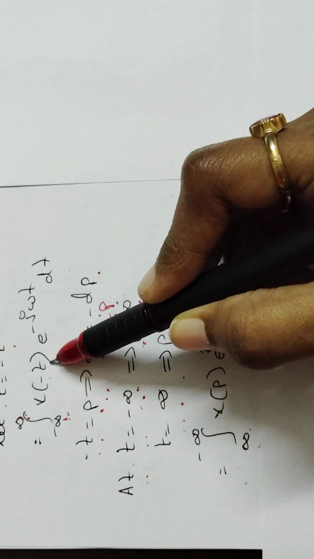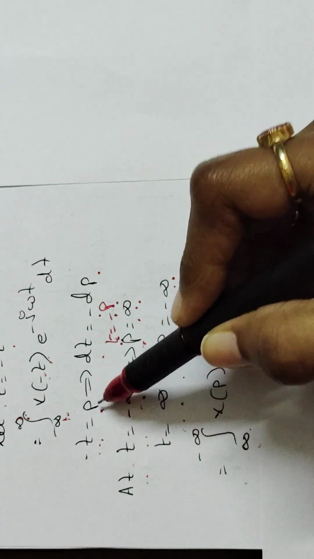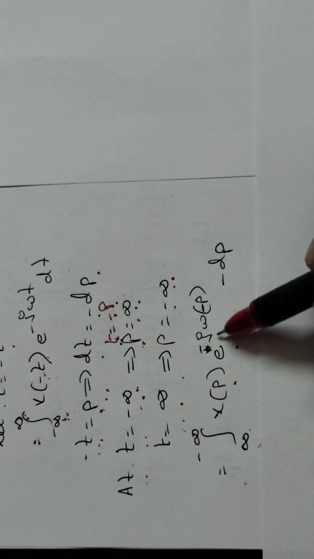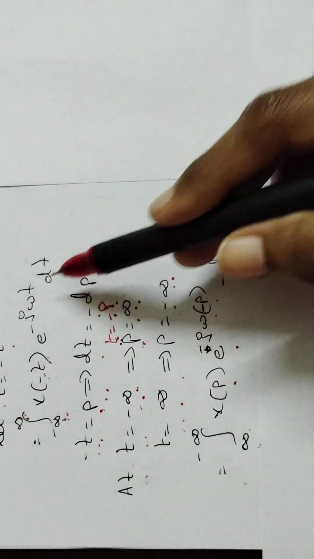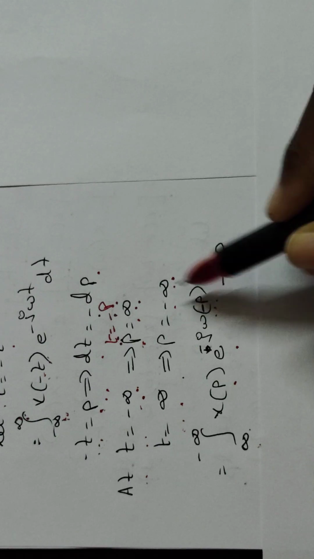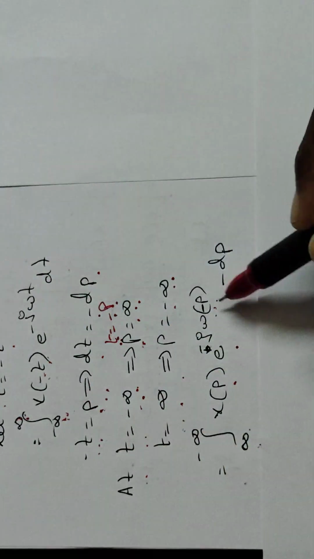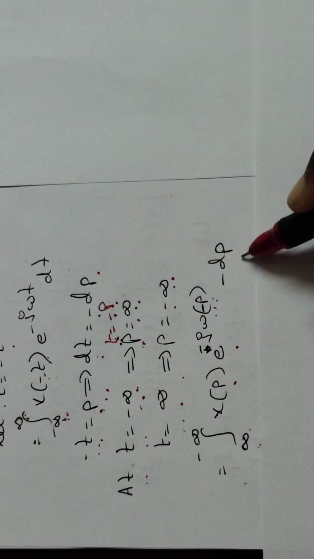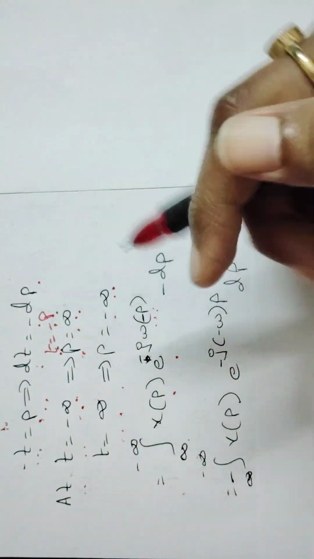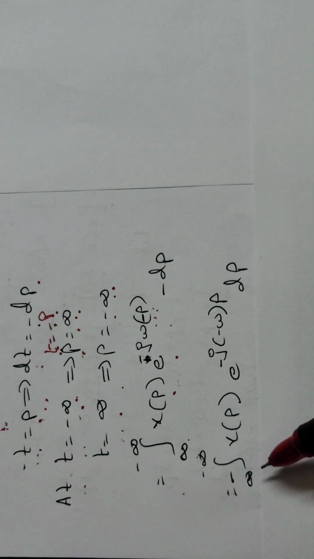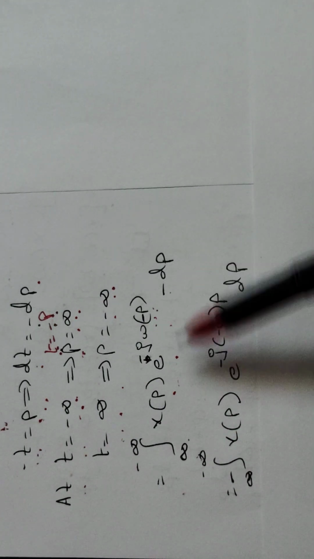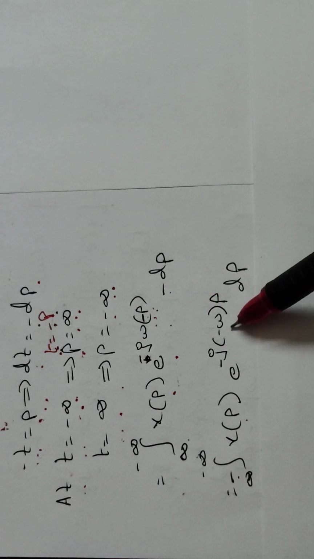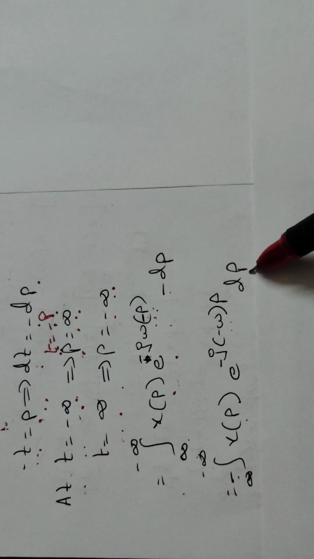Now what is x(−t)? Minus t, that is p. Here you have to substitute the p value. Next, e^(−jω) of, in place of t, what is the value? −p, right? In place of t, you have to substitute −p, and dt is equal to −dp. So you have to substitute −dp. Now this equation can be written as integral from ∞ to −∞, this minus keep it outside, x(p) e^(−j(−ω)p) dp.